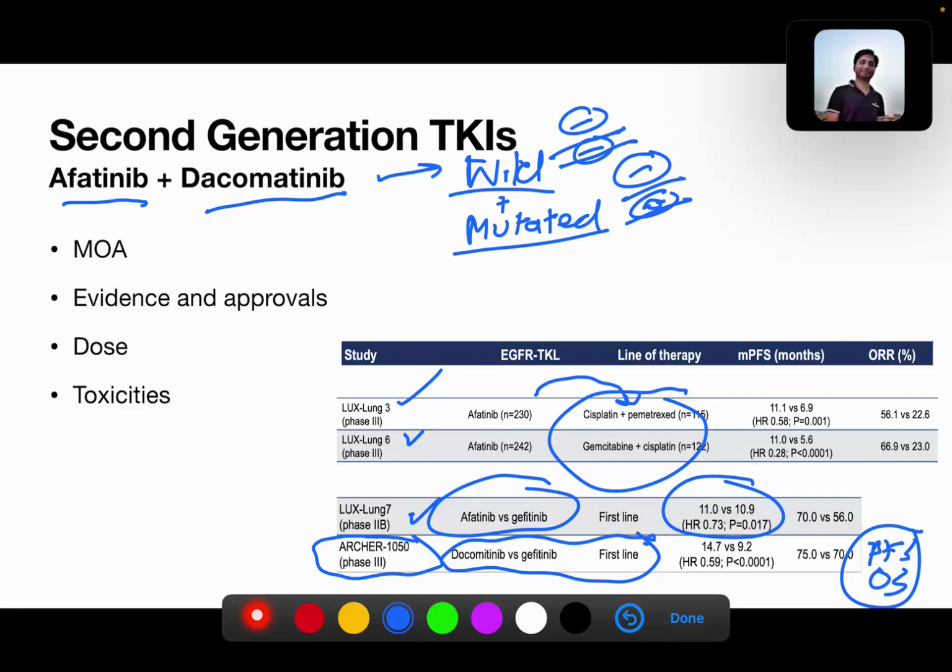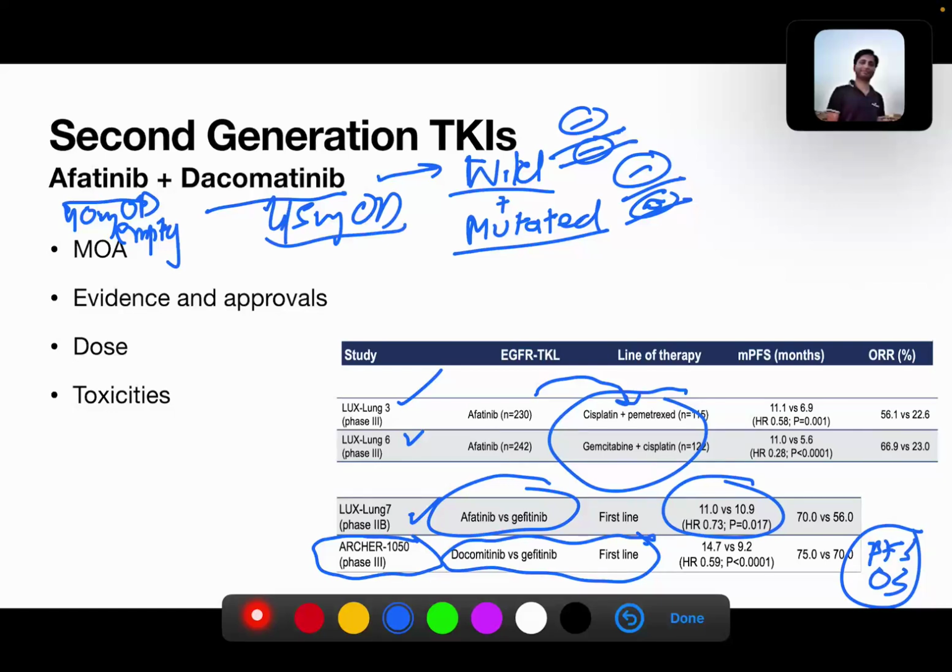Okay, so the doses are as follows. Afatinib is 40 mg OD. This is also given on an empty stomach. And dacomitinib is 45 mg OD. That can be given with or without food, doesn't matter.